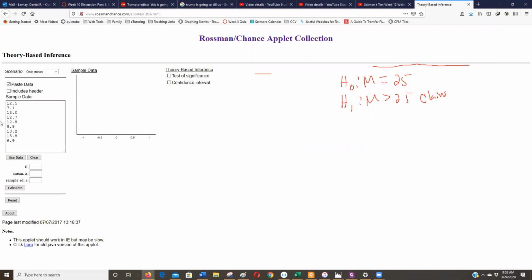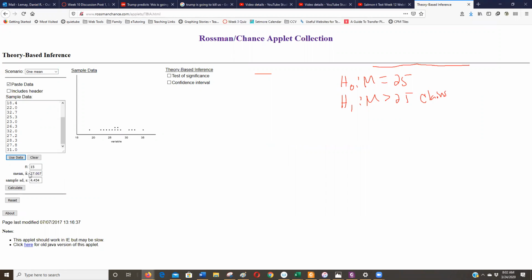Then I'm going to select, well, make sure you select one mean. Make sure you select paste data, and I'm going to clear out the data that's in there. Then I'm going to Control V the data in, and that looks pretty good. So I'm going to click Use Data.